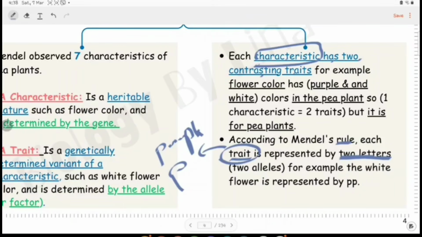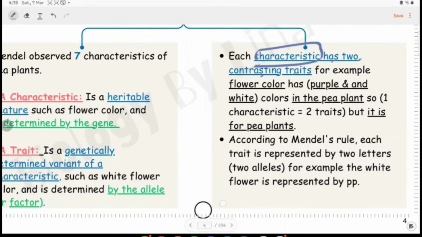Can we say only it's P capital or only it's P small? No, this is wrong. You should represent it by two letters. When I say purple, I write P capital, P small, for example, or P capital, P capital. This is purple flower. So we have two alleles or two letters. For the white flower, we write P small, P small. So also it's represented by two letters. So it means any trait that I want to write its genotype, I need to represent it by how many letters? By two letters.